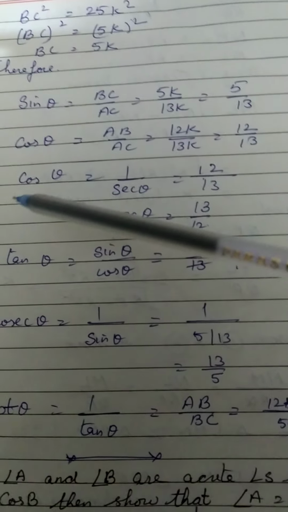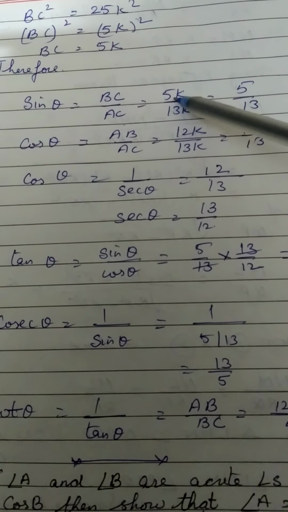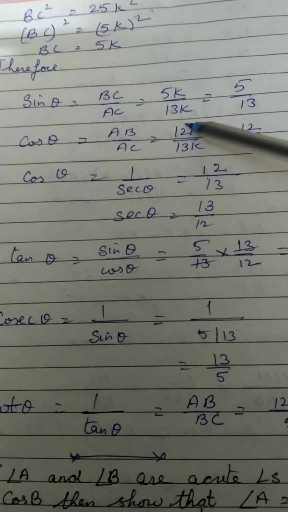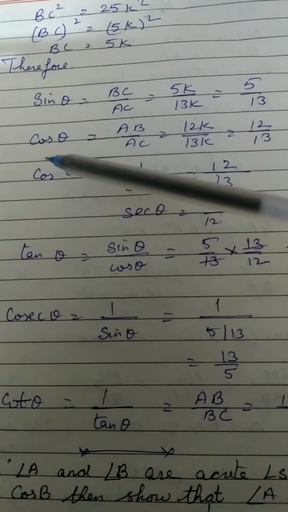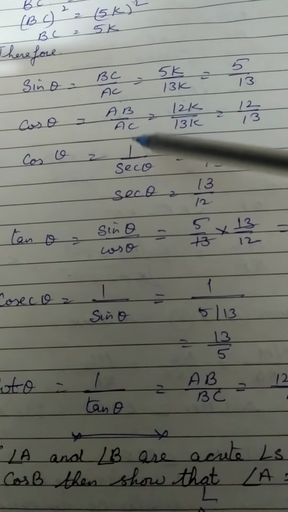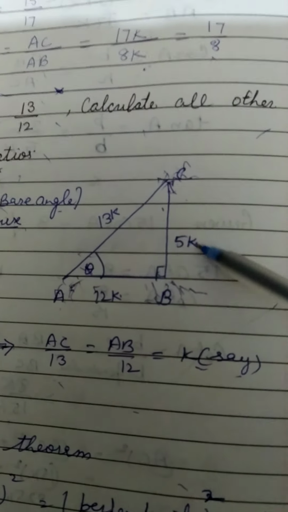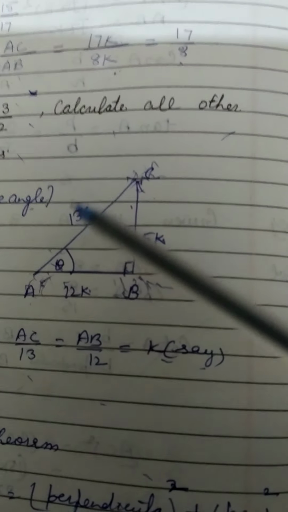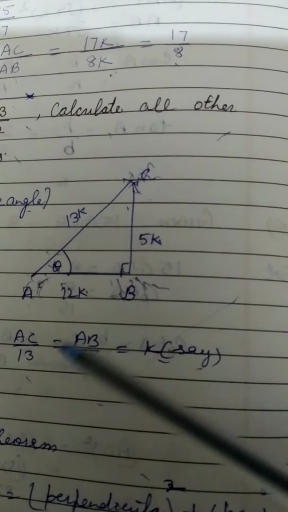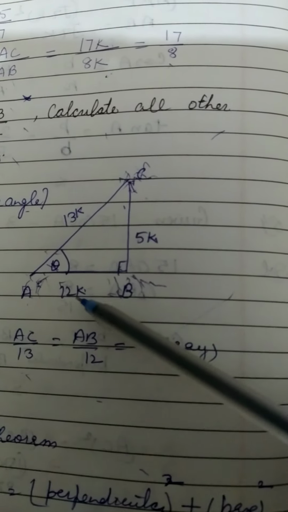Now we have to find the other trigonometric ratios. Sin theta is perpendicular upon hypotenuse. Perpendicular is 5K, BC upon AC. 5K upon 13K is equal to 5 by 13. Cos theta is AB upon AC, it is base upon hypotenuse. It is 12K upon 13K. When we find tan theta, it is perpendicular upon base, 5K upon 12K.